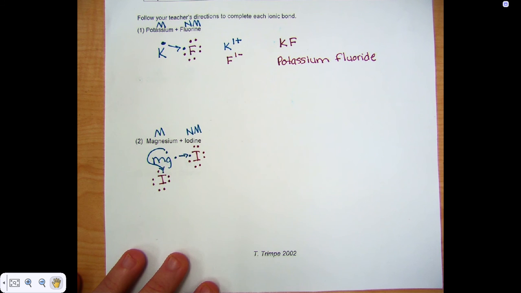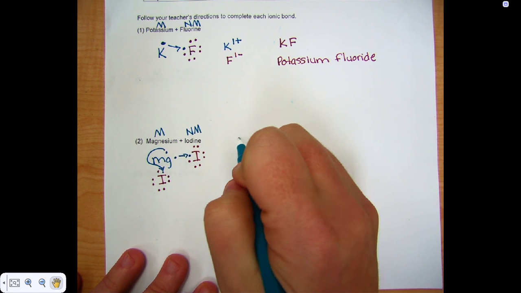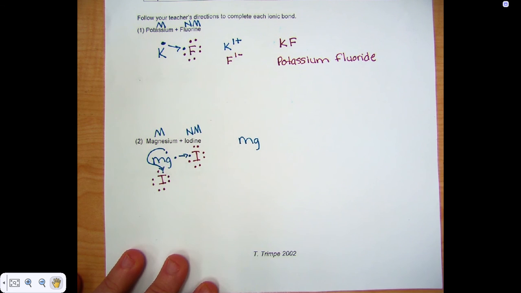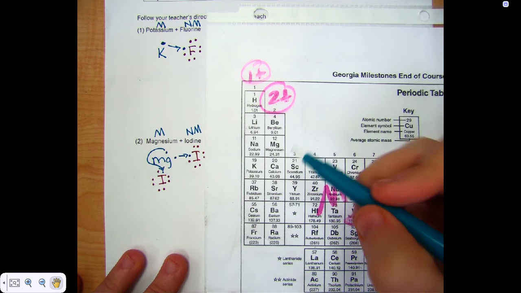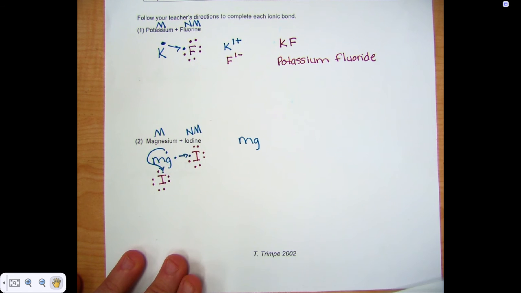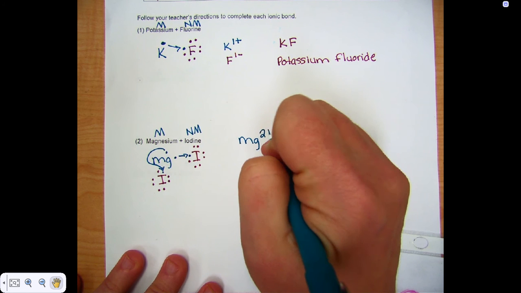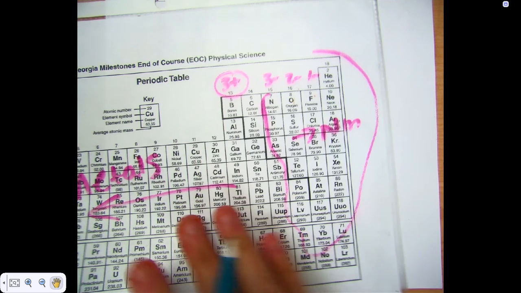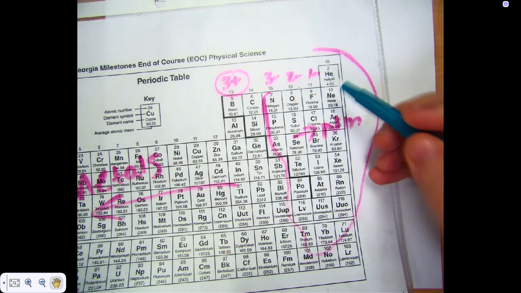Let's go and write the oxidation numbers. So I'm going to do Mg. It is located right here, which is 2+. Iodine is here, and it's 1-.